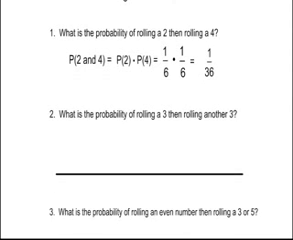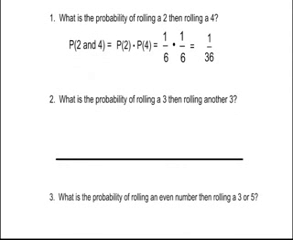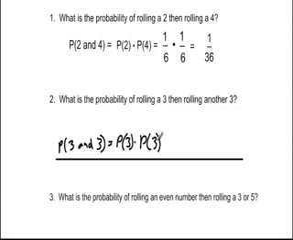So let's look at the next example here. Question 2, what is the probability of rolling a 3, then rolling another 3? For this one, the first thing we need to do is write down our probability. So we've got the probability of a 3 and another 3. So this is going to be the probability of 3 times the probability of 3, which is equal to 1/6 times 1/6, 1/36. It happens to be the same probability that we had with question 1.